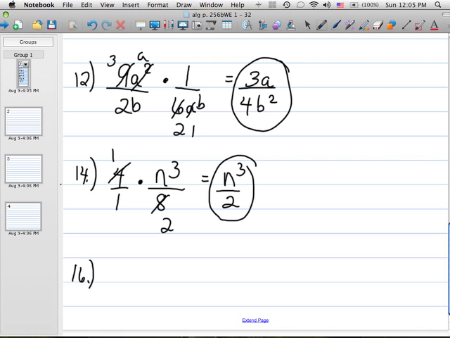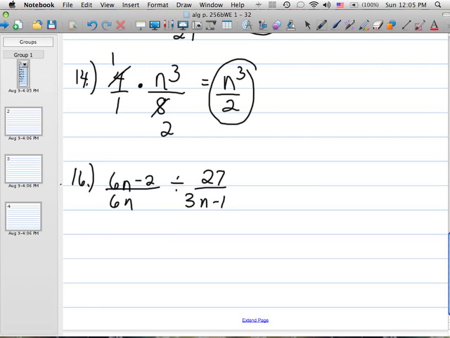Problem number 16, we have 6n minus 2 over 6n divided by 3n minus 1 over 27. 27 goes on top, the 3n minus 1 on the bottom when we write its reciprocal. The 6n minus 2 can be factored. The greatest common factor is 2, so take that out. That leaves us 3n minus 1. Cross that out. 3n minus 1 is factored. We'll just put parentheses around it.